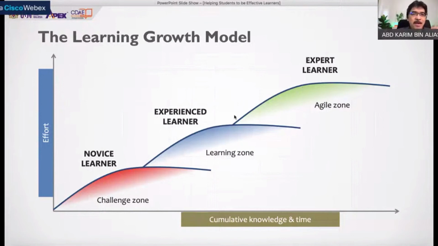So I think by understanding this learning growth model, we should now have more empathy to understand our students, because now we can assess where they are in the learning curve, in the learning growth model.